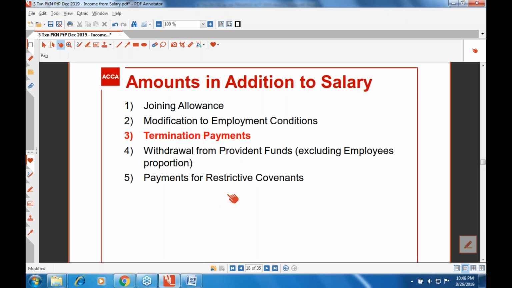Withdrawal from provident fund and payment for restrictive covenants. Now, what are these restrictive covenants? I'm going to explain restrictive covenants a bit. What exactly do you mean by restrictive covenants? Let's try to understand.